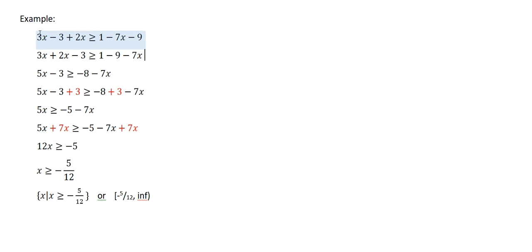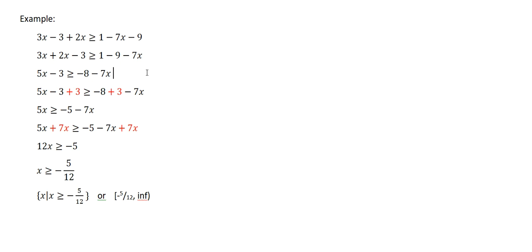Over here on the left-hand side, we have 3x plus 2x, and then we're left with minus 3. And over here, I'm going to rearrange this so it is 1 minus 9 minus 7x. That's exactly what we have here. We'll evaluate the 1 minus the 9 and the 3x plus 2x. Over here we get 5x minus 3. And on the right-hand side, 1 minus 9 is minus 8, so minus 8 minus 7x.